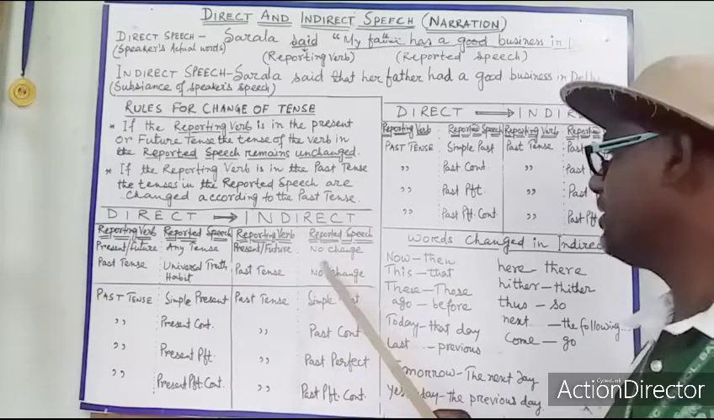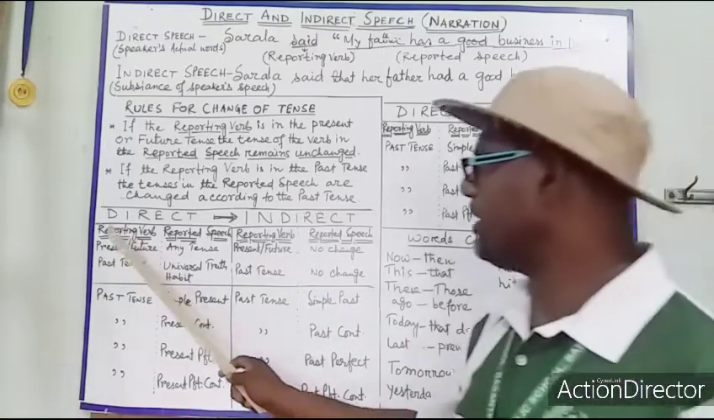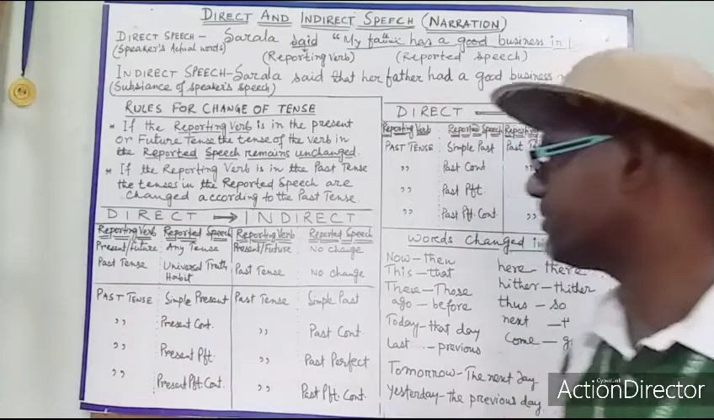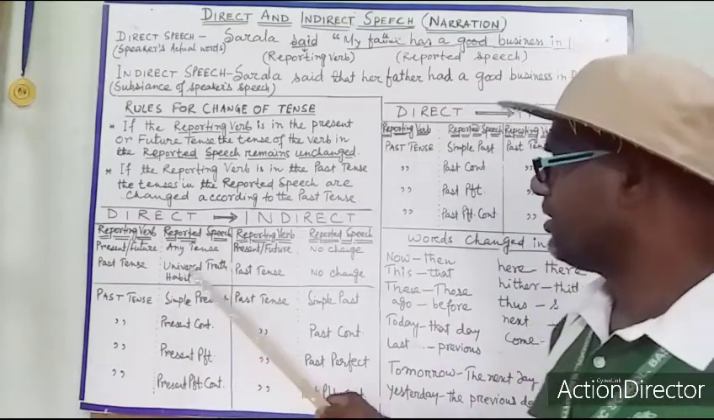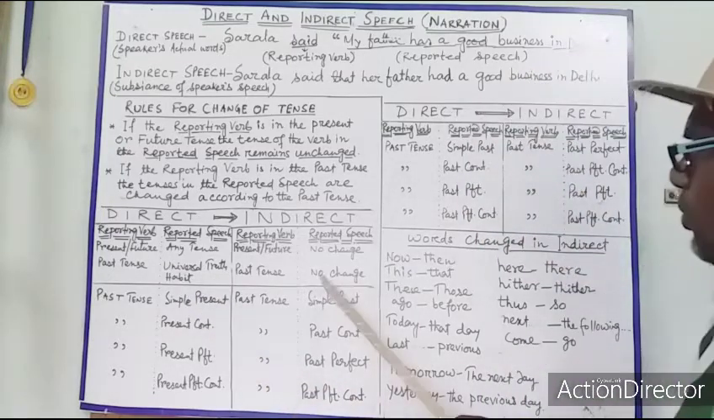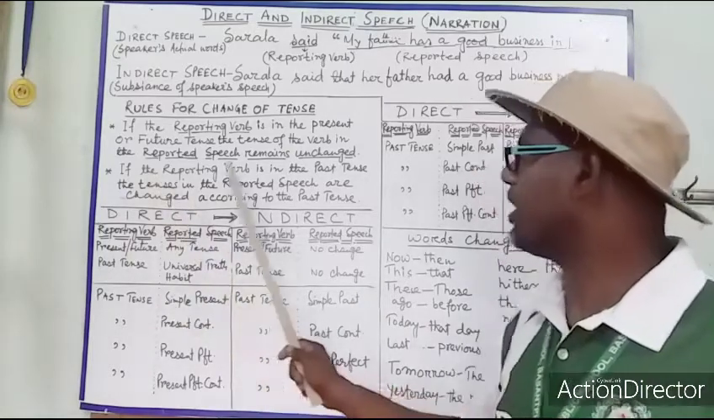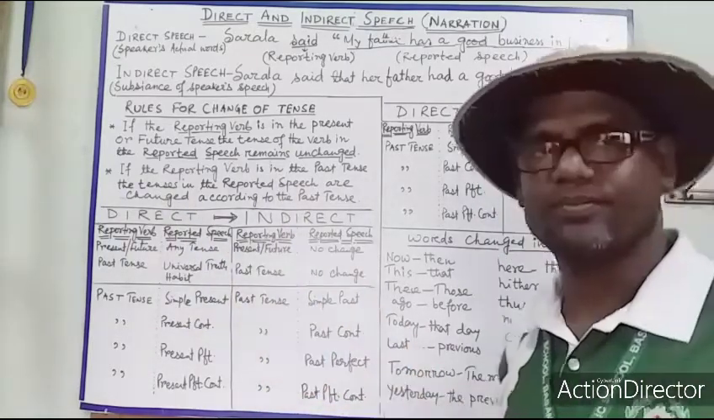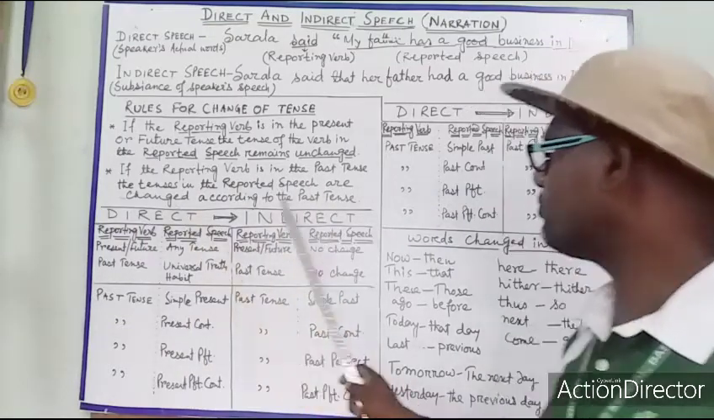Whatever tenses are there, that will be there because of present and future tense. Okay, next, if the reporting verb is in past tense, in reported speech, if there is universal truth or habit, then there will be no change of tense. I said that if the reporting verb is in the past tense, the tenses in the reported speech are changed according to the past tense.